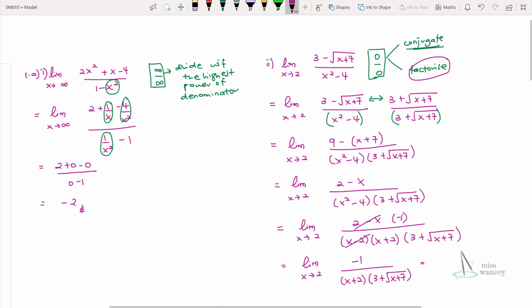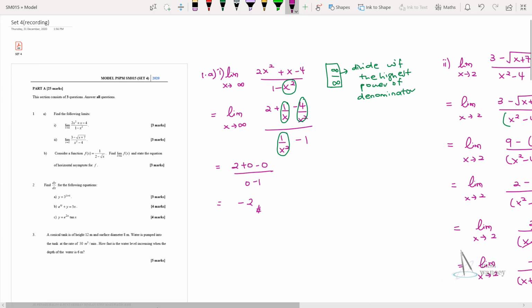Now substitute x with 2. You get negative 1 over (2 plus 2, which is 4) times (3 plus 3, which is 6). So this is negative 1 over 24. Okay, so that is number 1a. Let us try number 1b now.